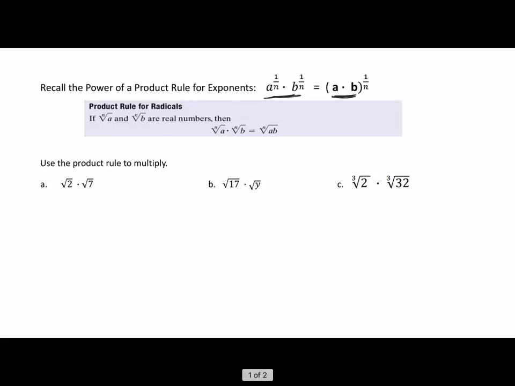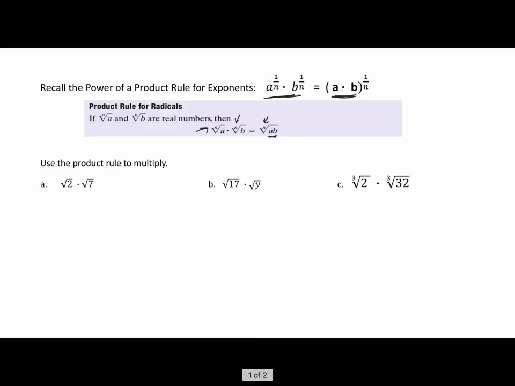And so this actually does work for radicals because remember, the fractional exponents are really just radicals. So the product rule for radicals states that if you have two radicals with the same index, then you can combine the product of the factors under the same radical with that index. Okay. So let's look at some examples.